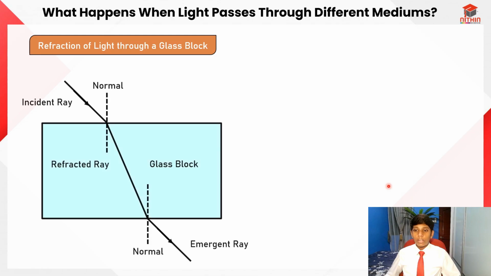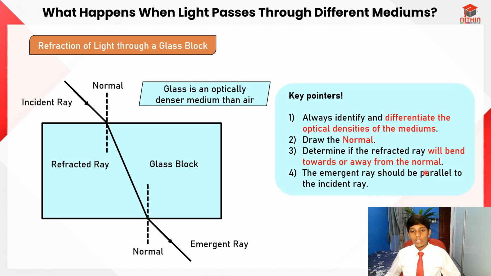Okay, still through a glass block, we need to take note of some key points. Always identify and differentiate the optical densities of mediums. Always draw the normal. This will always help you in visualizing. And determine if the refracted ray will bend towards or away from the normal.